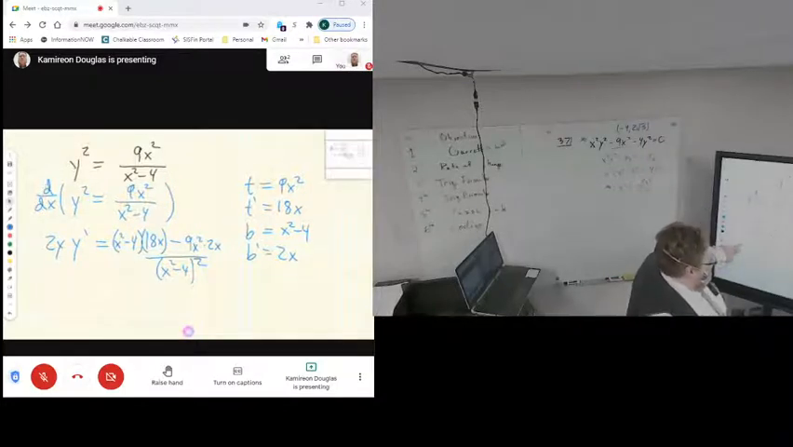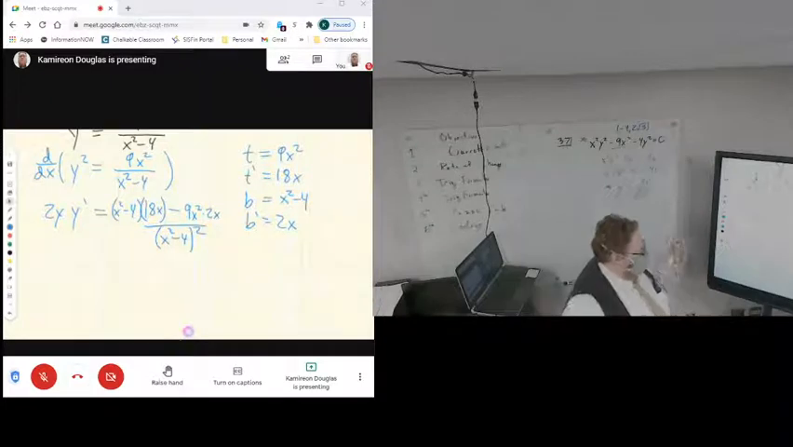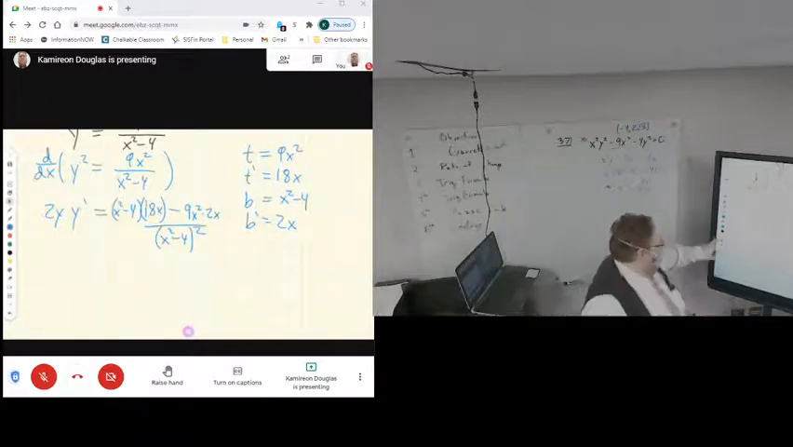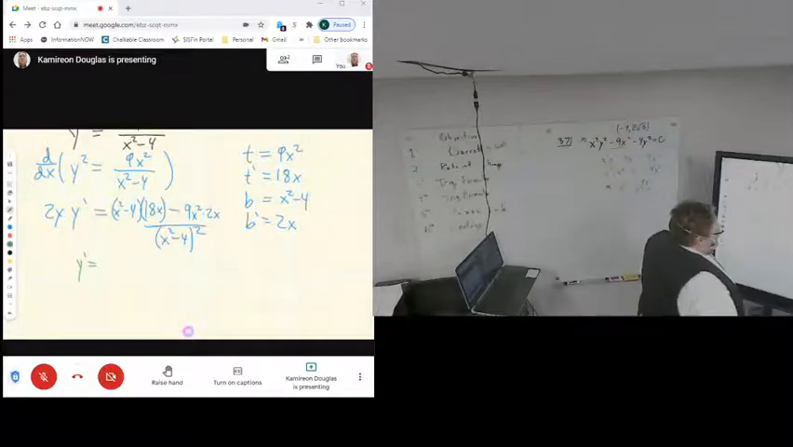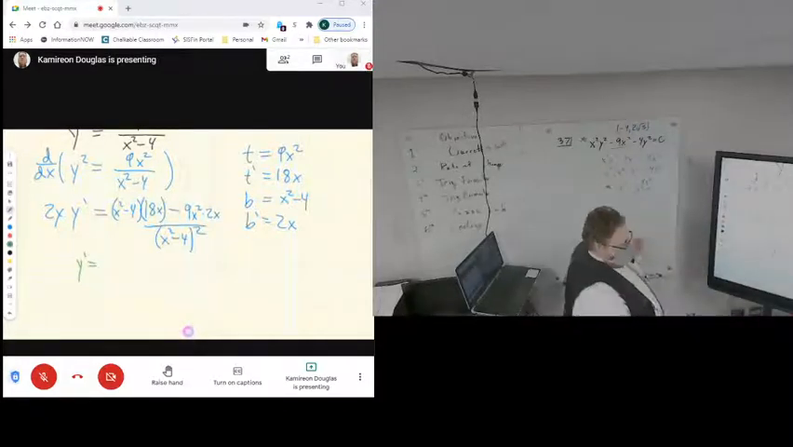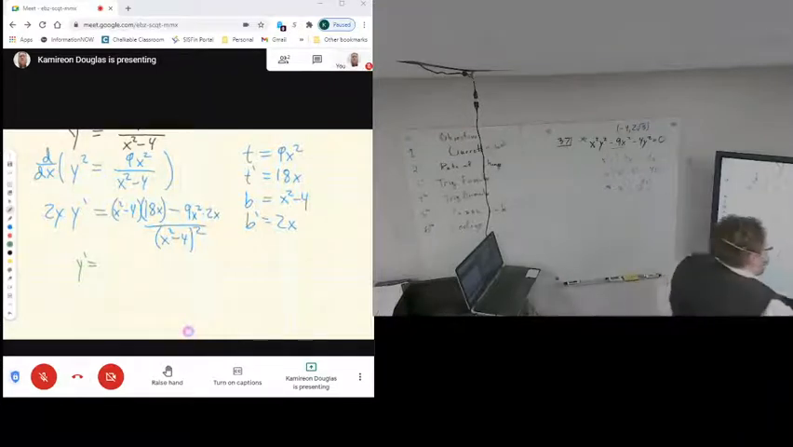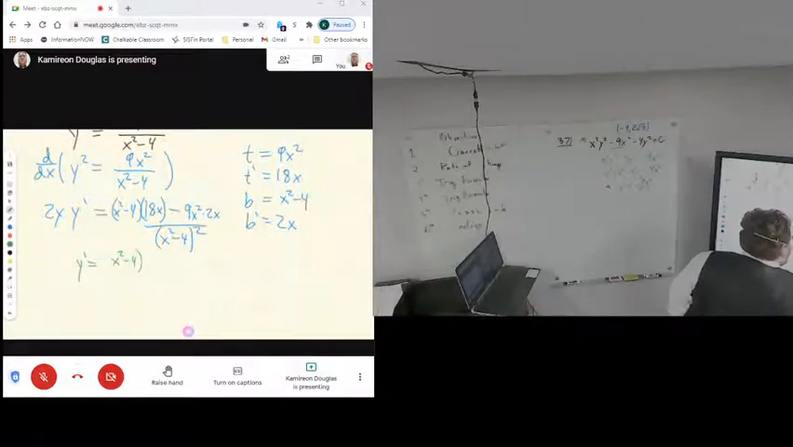Now to get y prime by itself, I would divide both sides by 2y, but that's easy to do. So again, long term, this path is significantly easier because I was able to isolate the y's to one side, so isolating the y prime is that much easier. So y prime would be equal to, I'm not even going to simplify the top or the bottom. I'm just going to leave it the way they are.